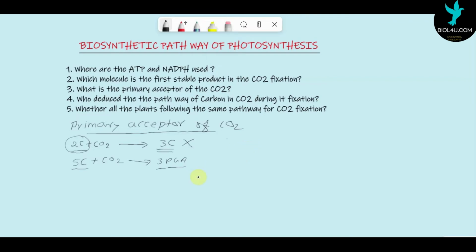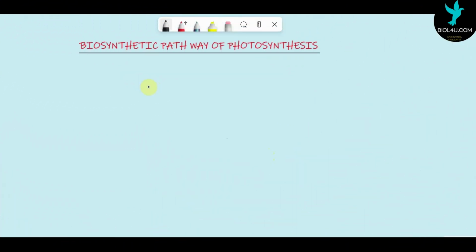So now, exactly what is the Calvin cycle, and how is the Calvin cycle operating? Let us see the Calvin cycle. It is known as the Calvin cycle because it was discovered by Melvin Calvin.